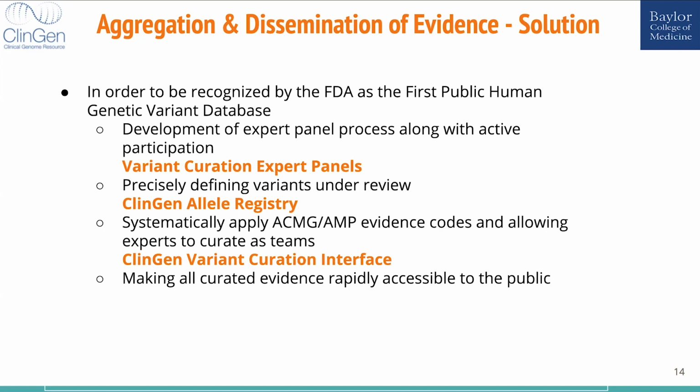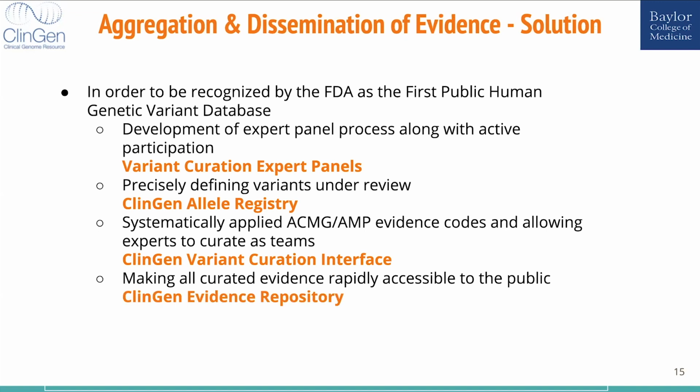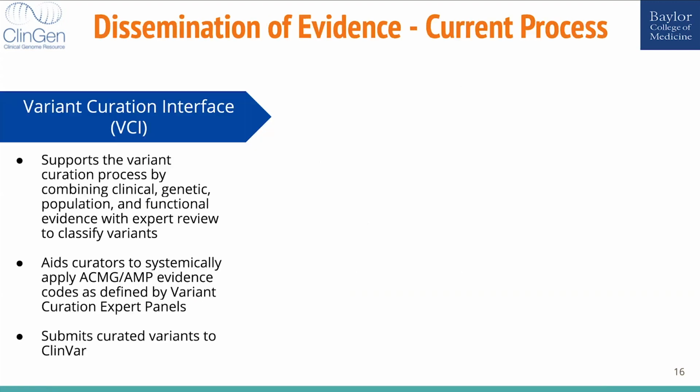And the dissemination of the curated evidence in the variant classification is made rapidly available to the public through ClinGen Evidence Repository. So one more slide just to talk about what exactly happens at the E-Repo end, where the data is coming from and how it consumes it, so that it can publish it at the UI.